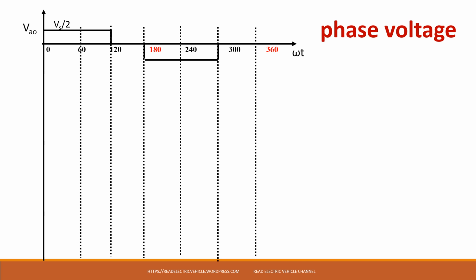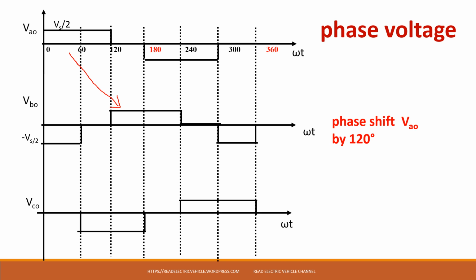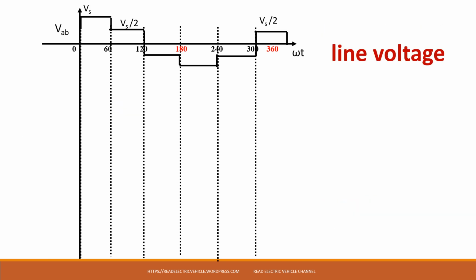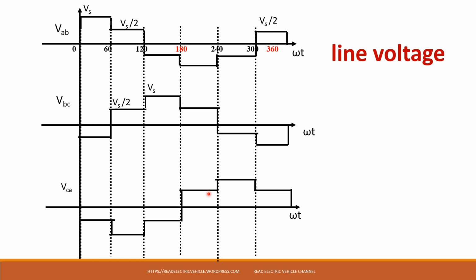Now we will draw the phase voltage waveform. Again draw VA naught, phase shift this waveform by 120 degree. So your waveform starts here. Then again VC naught, phase shift by 240 degree. Now let us draw the line voltage waveform. Again phase shift by 120 degree and 240 degree to get VBC and VCA.